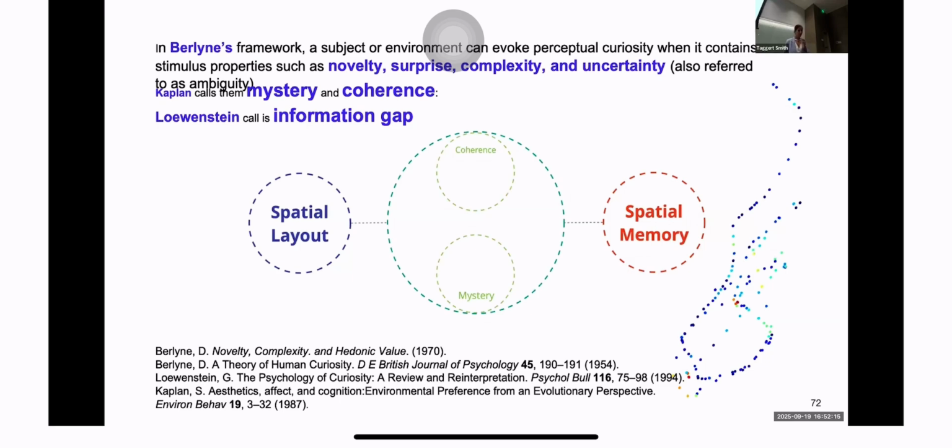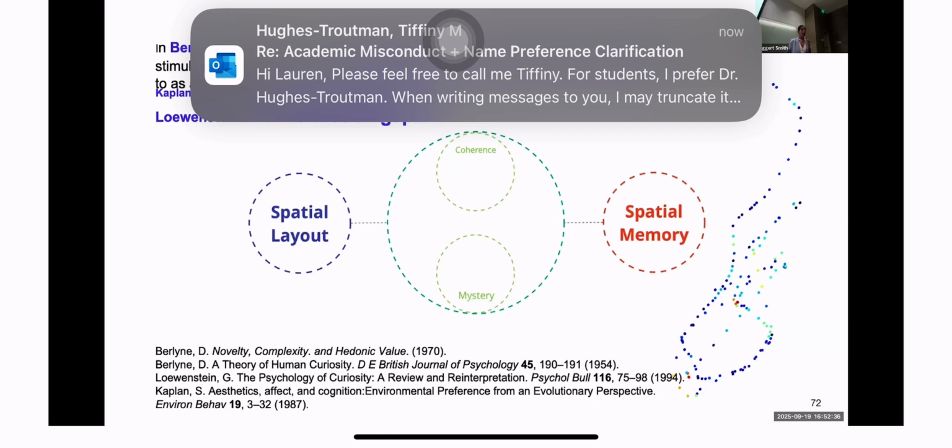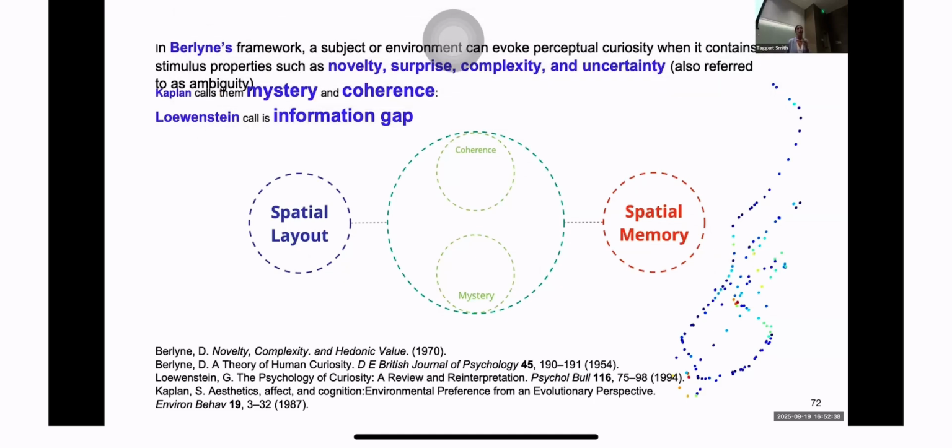Oh, the font is going to change here. So anyways, Berlyne basically gives us a framework on how something can be curious. He says that if something has characteristics of novelty, surprise, complexity, and uncertainty, it can be curious. Kaplan calls that mystery and coherence.